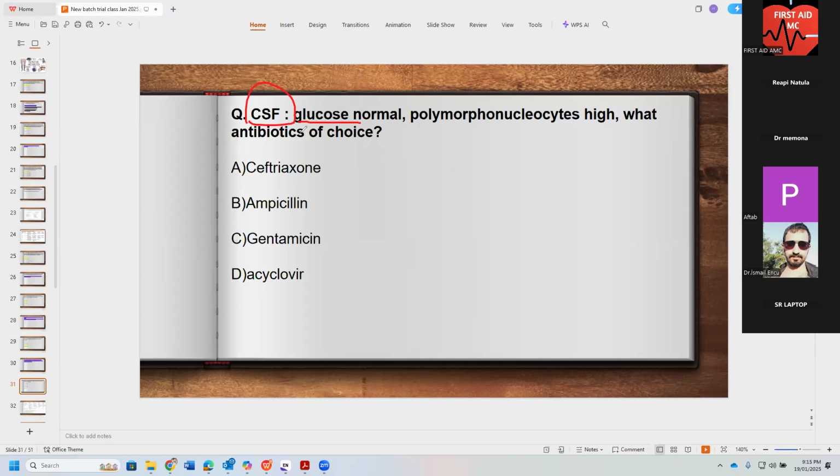So you have done a cerebrospinal fluid cytology. Your glucose is normal, but polymorphonuclear cells are quite high. What is the antibiotic of choice? Ceftriaxone, ampicillin, gentamicin, or acyclovir? The question is incomplete, but they have given you a big clue over here. Polymorphs are high, and they have asked you what antibiotic of choice.